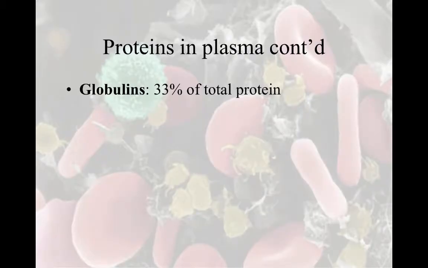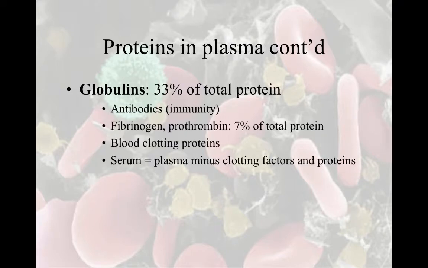We see globulins that make up 33% of total protein. These are going to be antibodies related to immunity. Fibrinogen and prothrombin, related to the creation of clots, comprise 7% of total protein. Then serum would equal plasma minus clotting factors and proteins.